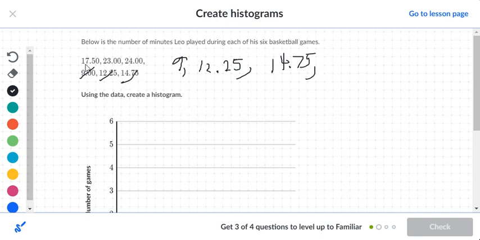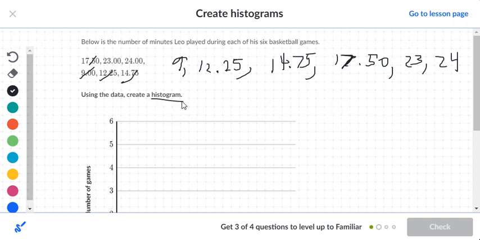After that, the next largest is 17.50. So 17.50. Now we want to go 23 and then 24. So it's always a good practice to rearrange your data from smallest to largest.